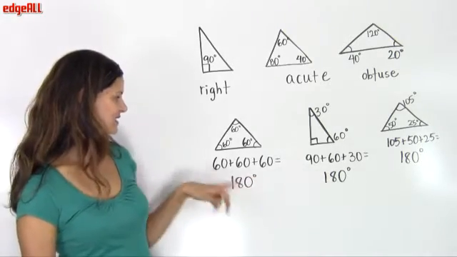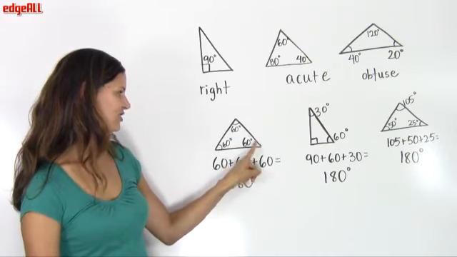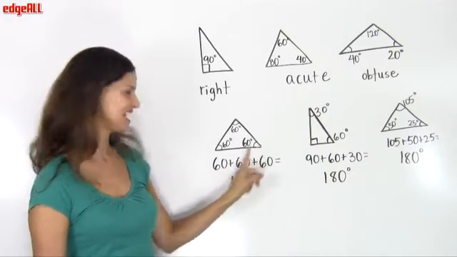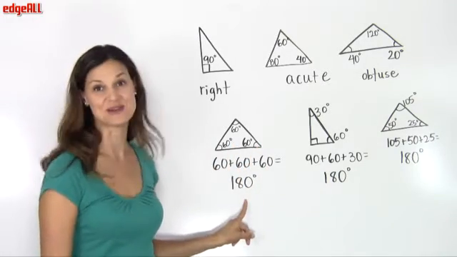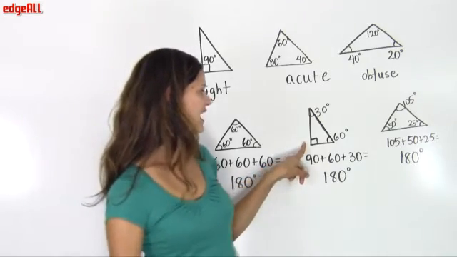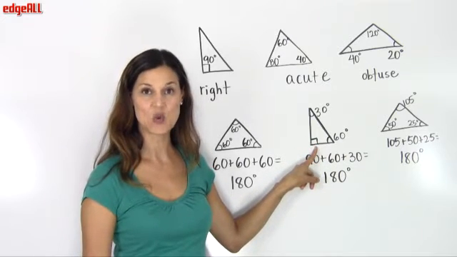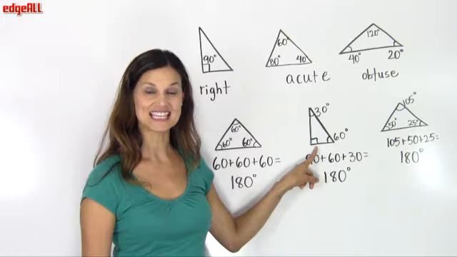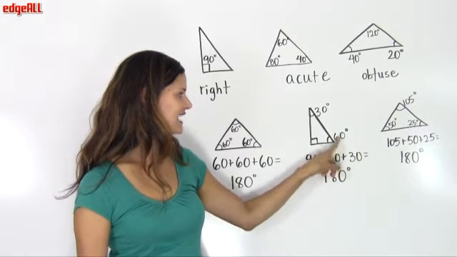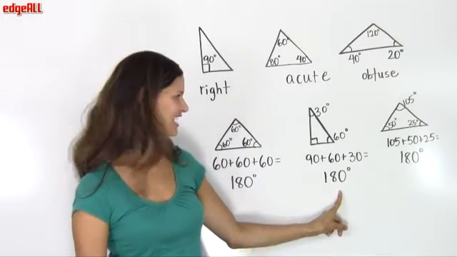We've got three examples here. In this triangle, we have three equal angles of 60 degrees each. 60 degrees, 60 degrees, and 60 degrees. 60 plus 60 plus 60 equals 180. In this right triangle example, we have a right triangle, which remember is marked by a little square in the corner, and that tells us that that's 90 degrees. So we have a 90-degree angle, 60 and 30. 90 plus 60 plus 30 equals 180.